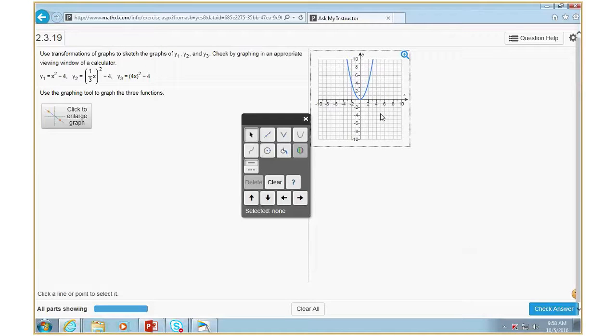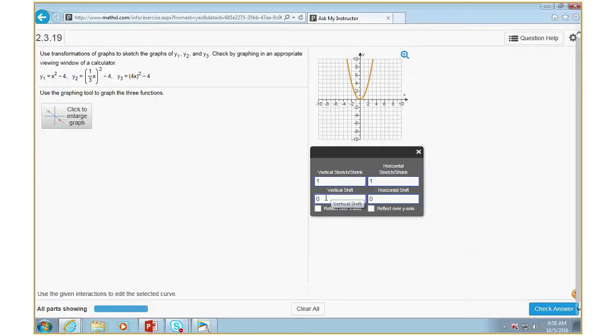So look for your vertical shift of negative what? 4. Okay, that's y sub 1. Y sub 2, what does 1/3 do? What does that 1/3 do? Well, it's not only 1/3, it's also 1/3 what? So it's going to be 1/9. 1/9 means that you're compressing on the y-axis, or you're stretching it what? On the x-axis, because it makes it wider.